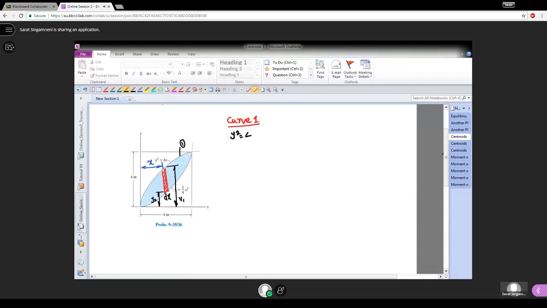y squared equal to 4x is what is given, but we want to write it as y equal to something. Therefore y equal to 2 root x, which is our y1. Let me write it as y1 equal to 2 x to the power half to make it clear. So our y1 values will follow that curve on the top. And our curve 2 is y equal to 1 over 4 x squared. So our y2 follows that curve, 1 over 4 x squared.